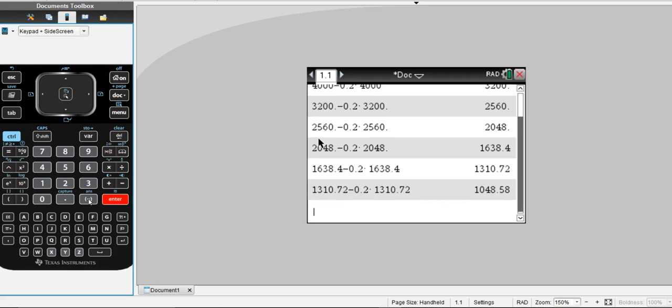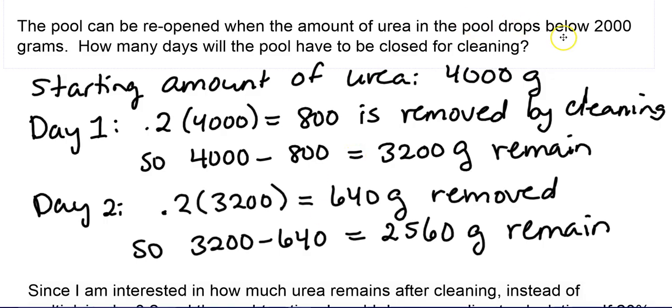So if that makes more sense to you to separate it like that, you can also use recursion on your calculator to do it that way. Okay, so hopefully that was helpful to you. When you do the problems in your packet, there'll be a similar kind of thought process to this.